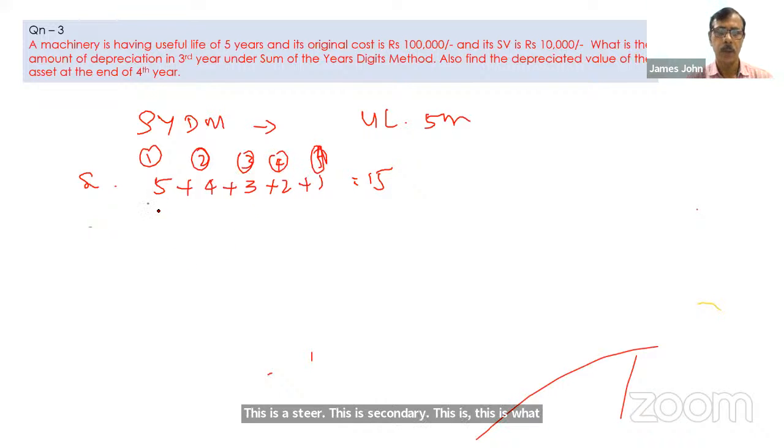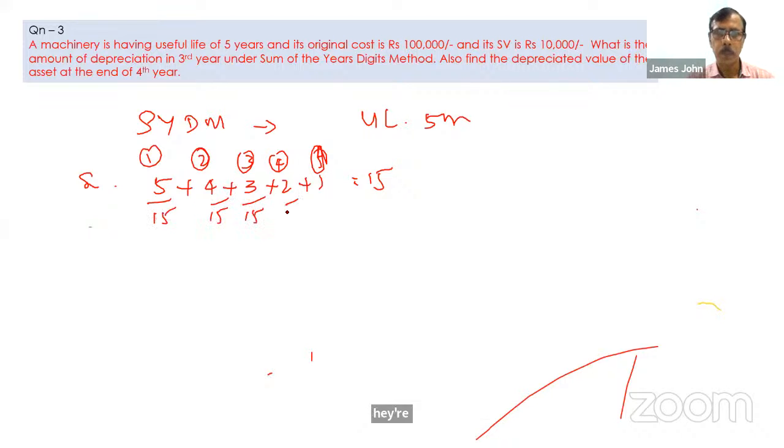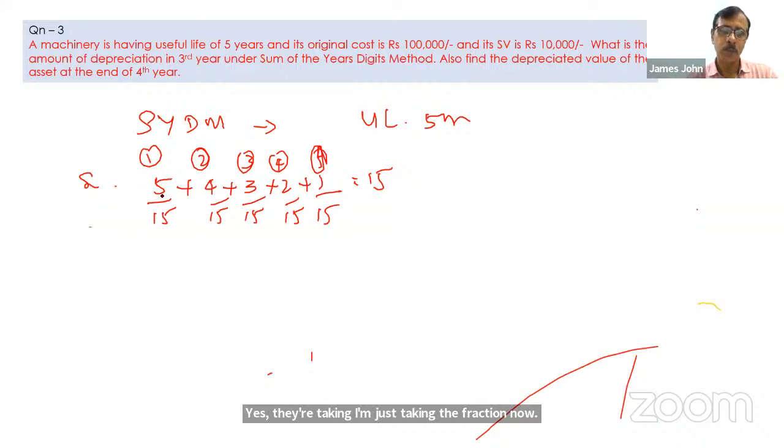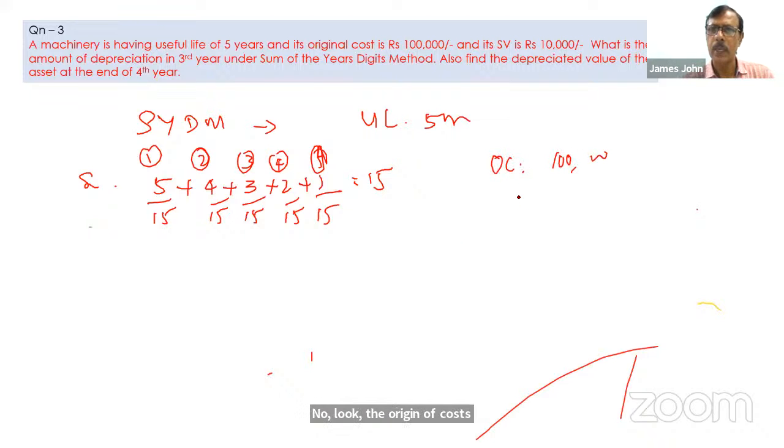Salary value minus... we should reduce, no? 1 lakh minus 10,000. Yes. We have to take. I'm just taking the fraction now, some of the years. So this 5 by 15 of the base is the first year depreciation, 4 by 15 of the base is the second year, like that. Now look, the original cost is 1 lakh and the salvage value is 10,000. So the depreciable base is 90,000.